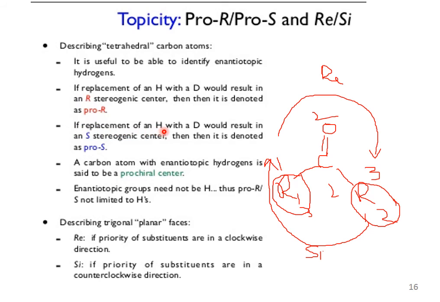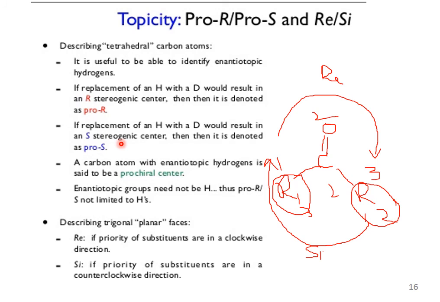It is very clear that if there is an enantiotopic hydrogen and we replace it and a chiral center is generated, then we say it is a prochiral center, because replacement of any atom results in the generation of a chiral center.